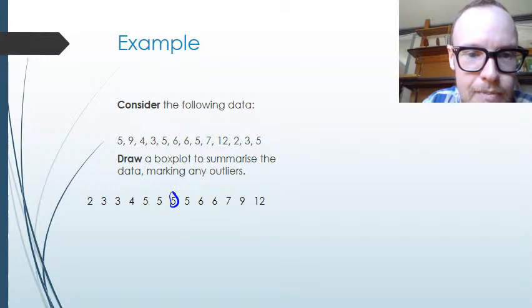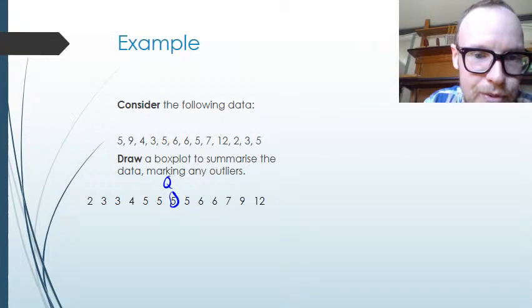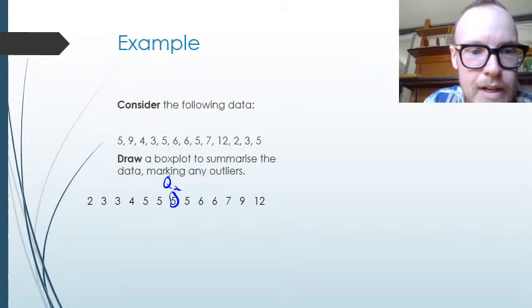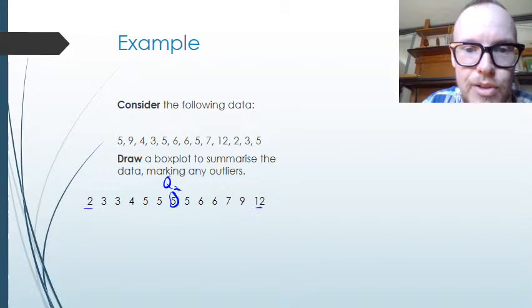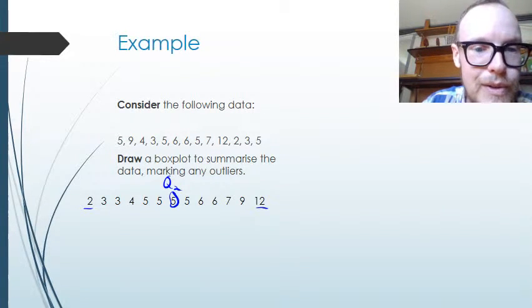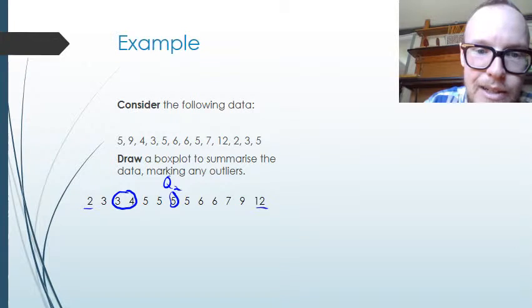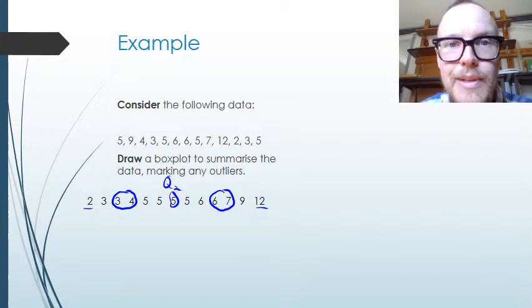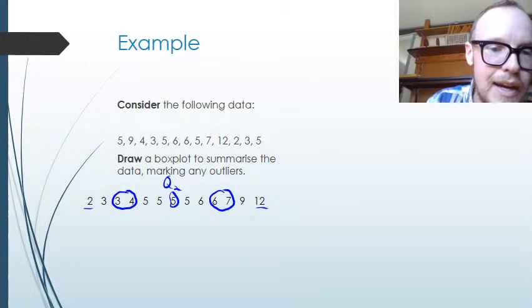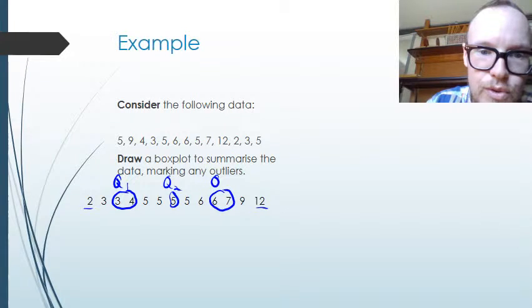So our median Q2 is going to be 5. Our minimum value is going to be 2, our maximum value is going to be 12. We're also looking now at our lower half and our upper half. So our lower and upper half, we're going to have medians in the lower and upper half here, just like our example in our last video. So this will be our Q1 and this will be our Q3.